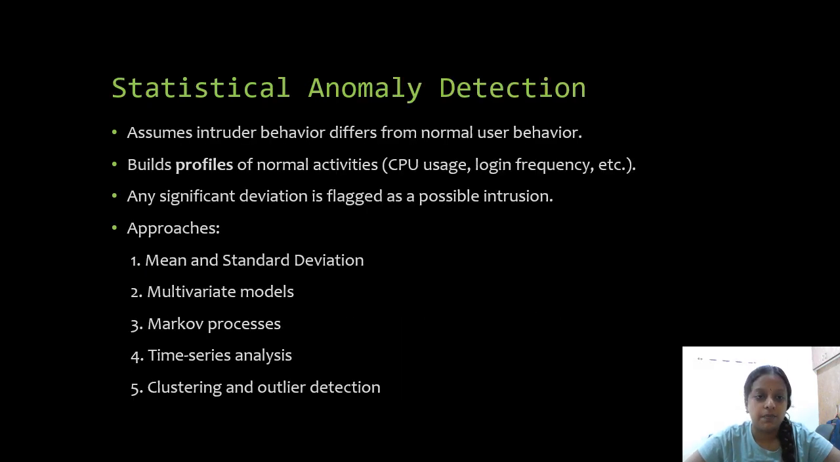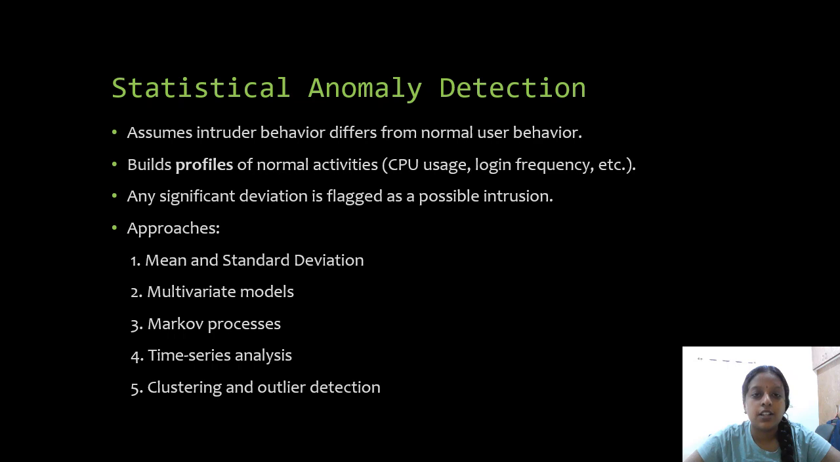Statistical anomaly detection. It assumes the intruder behavior differs from the normal user behavior, and builds profiles of normal activities, CPU usage, login frequency, etc. Any significant deviation is flagged as a possible intrusion. There are several approaches to statistical anomaly detection: mean and standard deviation, multivariate models, Markov processes, time series analysis, and clustering or outlier detection.